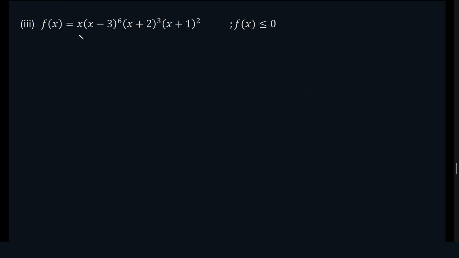Now this one's easy, as it is already written in factored form. So we have x equals 0, x equals 3, x equals -2, and x equals -1. Let's put them on the number line.